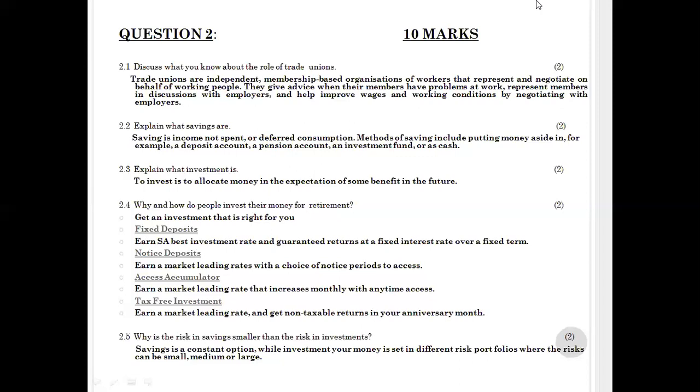For 2 marks, so 2 things you must mention. So either you can say that they must choose an investment that is right for their needs. They can do fixed deposits or notice deposits or access accumulator or tax-free investment.